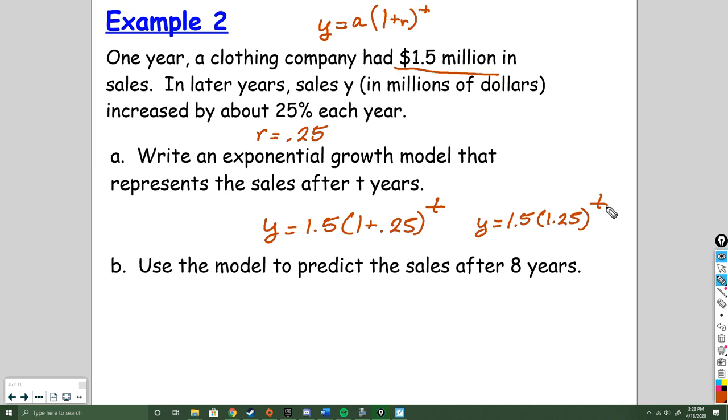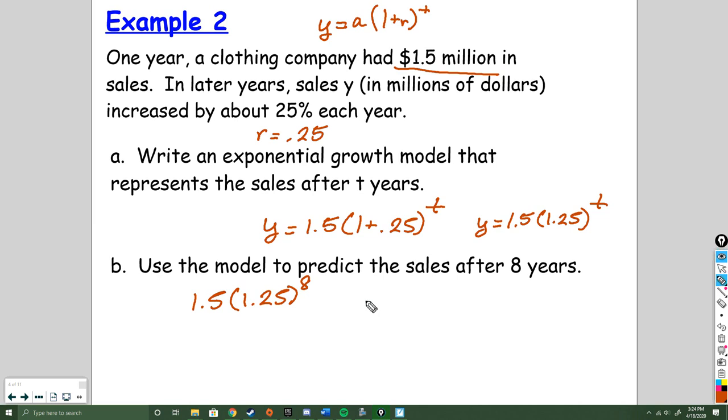Now, of course, the whole point of actually building a model to represent some scenario would be to use it to make some kind of prediction. All right, we want to use the model to predict the sales after 8 years. So that's the time period. We can just plug in 8. So that's 1.5 times 1.25 to the 8th power. Now you can type it into your calculator exactly as shown, and that thing is going to work. If you got a TI calculator, you got a Casio calculator, that's all going to work.